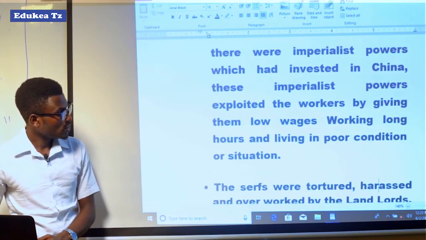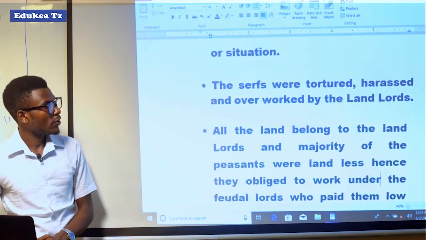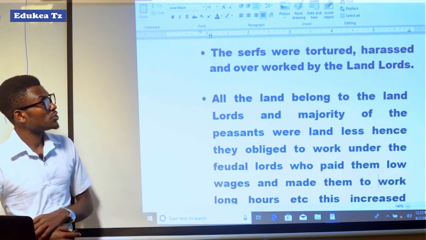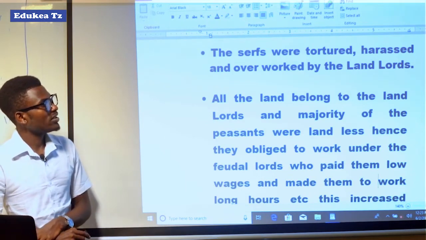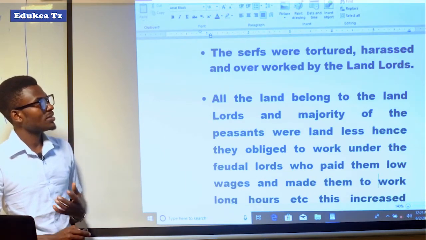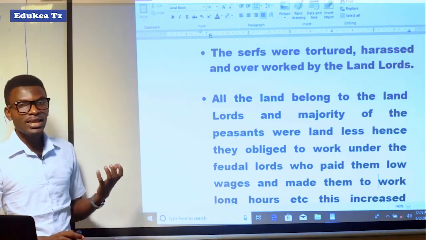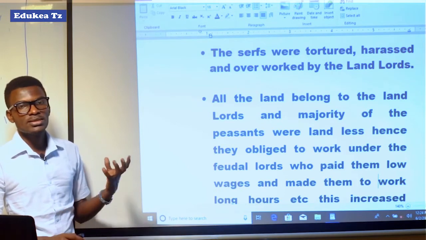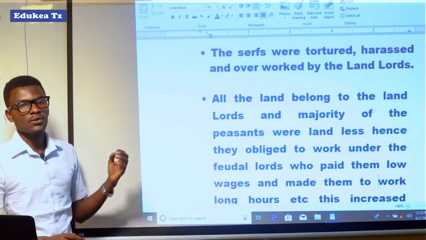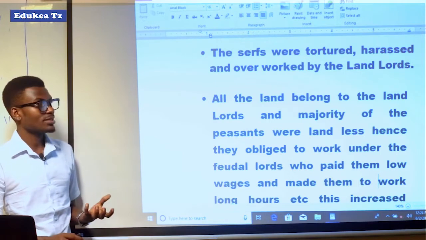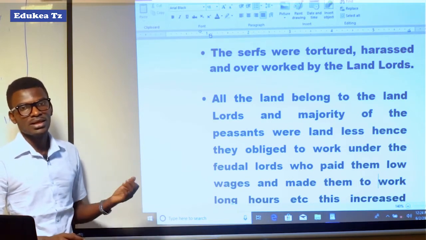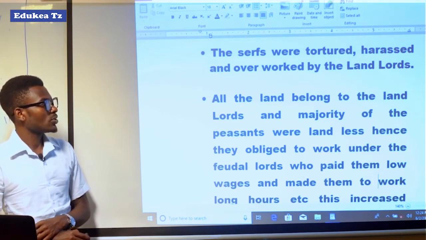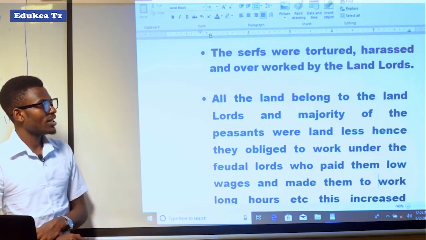We are proceeding to look at the situation before the revolution in China. The serfs were tortured, harassed, and overworked by the landlords. They were forced to work for the landlords. Also, all the land belonged to the landlords, and the majority of the peasants were landless.